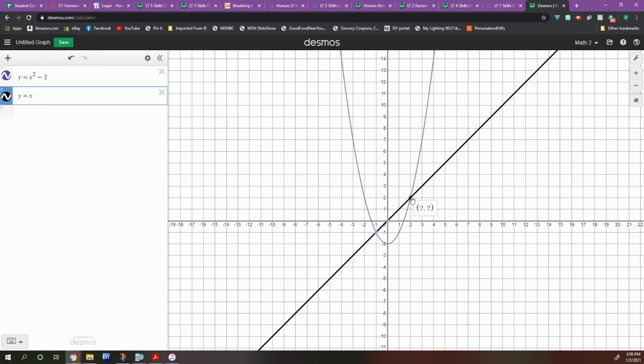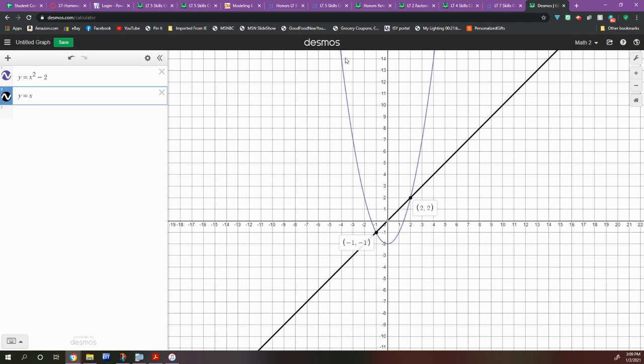On this graph, I have y equals x squared minus 2 and y equals x. Here's one point of intersection, which is (2, 2). And then my other point of intersection is (-1, -1). Those would be the solutions to my system. It literally is as easy as that.